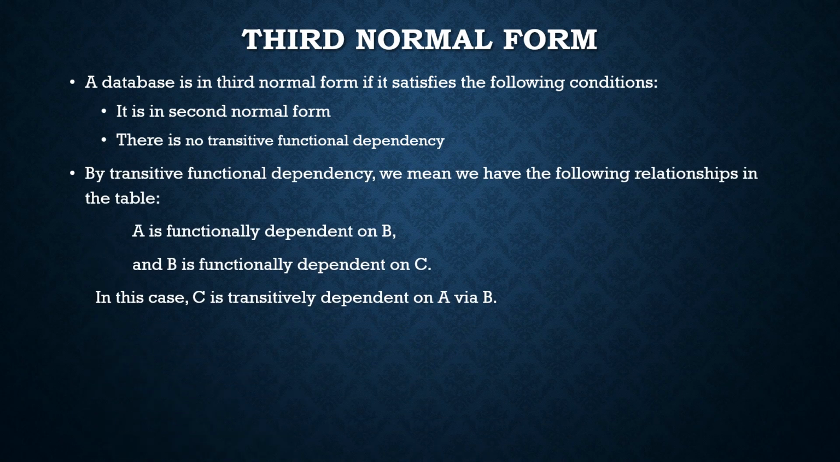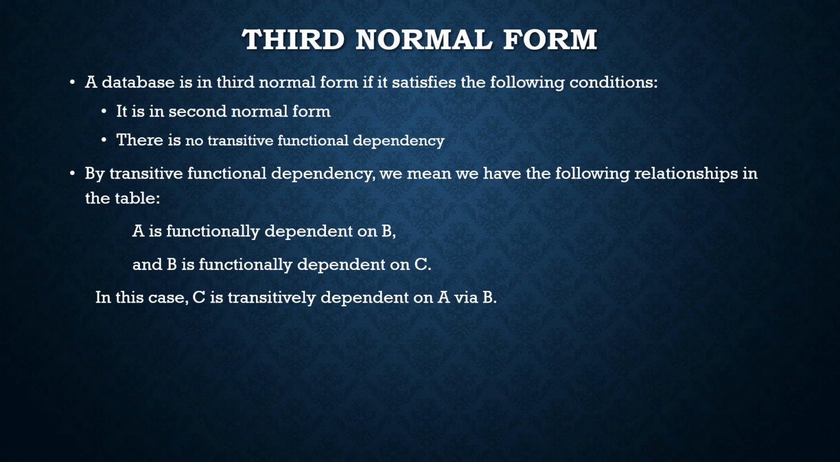See, by transitive functional dependency, we mean we have the following relationships in the table. A is functionally dependent on B. B is functionally dependent on C. In this case, C is transitive dependent on A via B. A is functional dependent on B. B is functional dependent on C. And C is transitively dependent on A via B. So it is called as third normal form.